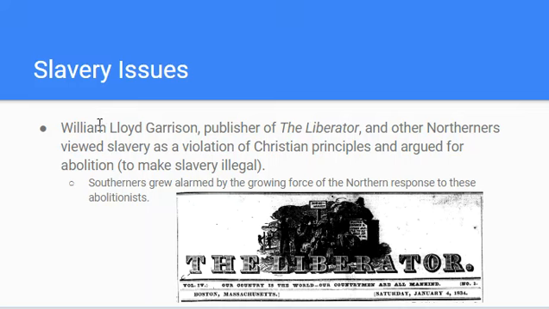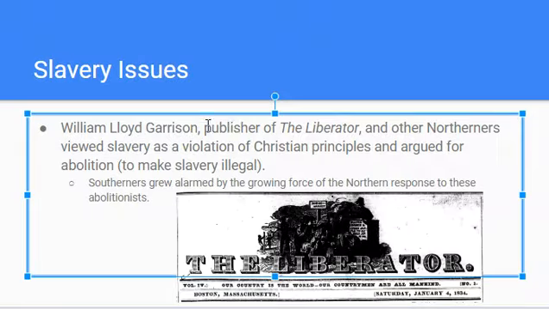And more issues relating to slavery, and William Lloyd Garrison was the publisher of The Liberator, which is a newspaper, and other Northerners viewed slavery as a violation of Christian principles and argued for abolition, which is to make slavery illegal. So William Lloyd Garrison and people in the North thought slavery was bad because they said if you're a Christian, you should not own slaves. That's bad and you shouldn't have slaves. So they wanted to make slavery illegal.